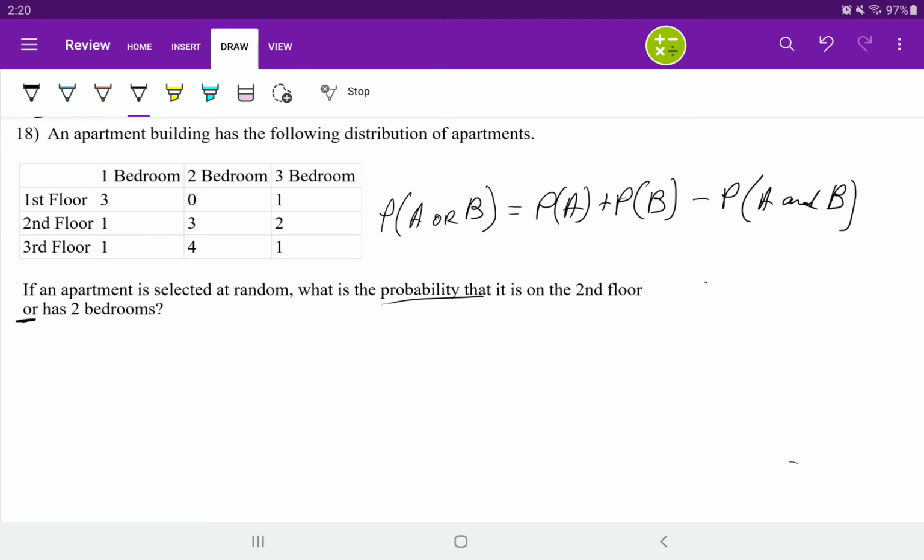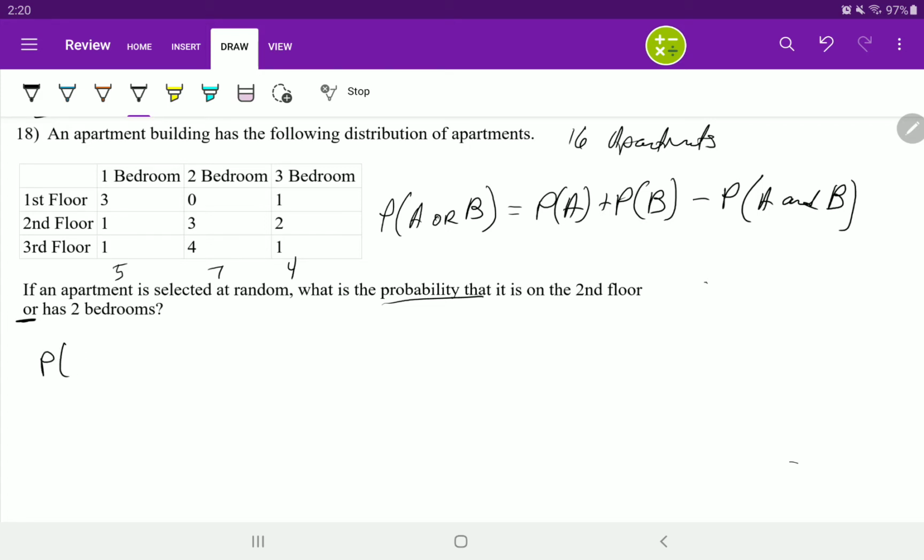But before I do that, I want to find the overall total of apartments in this building by adding up every value. So 3 plus 1 plus 1 is 5. 0 plus 3 plus 4 is 7. 1 plus 2 plus 1 is 4. If I add 5, 7, and 4, that's going to be 16. There are 16 apartments. Okay, now we can use the addition rule.